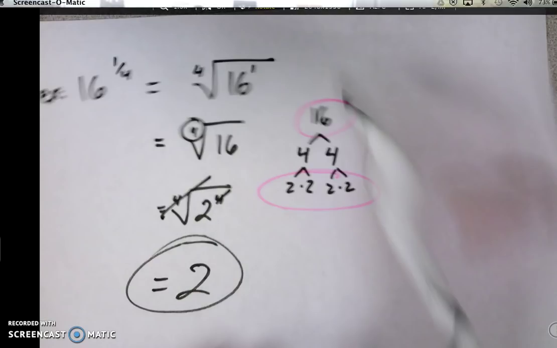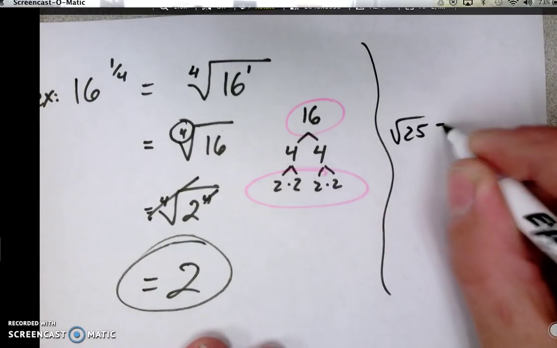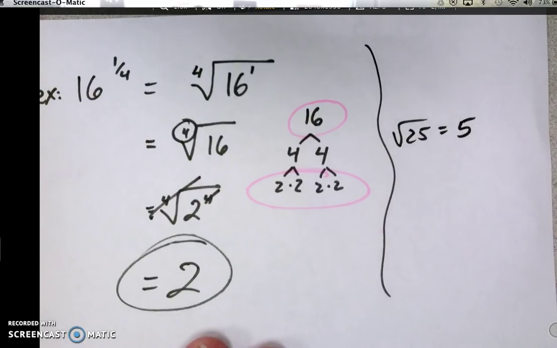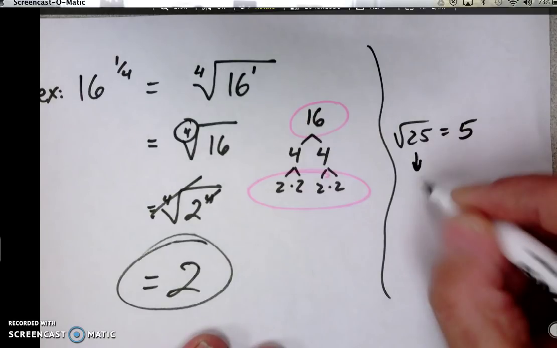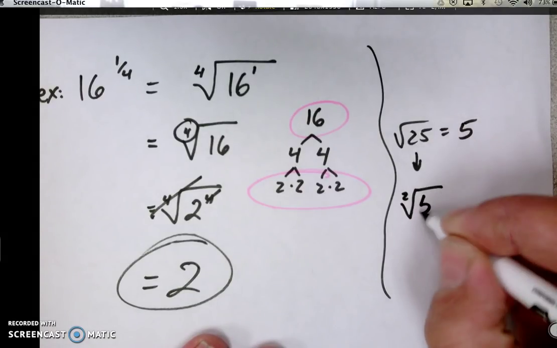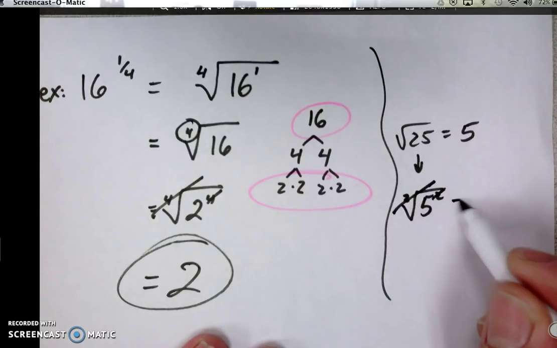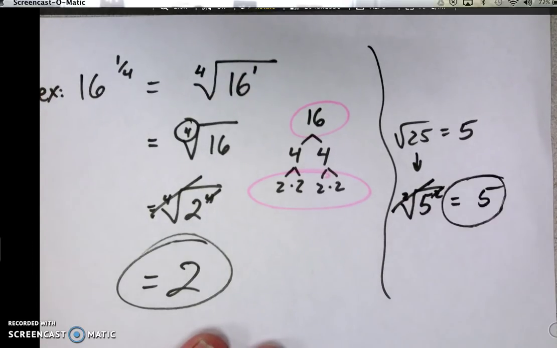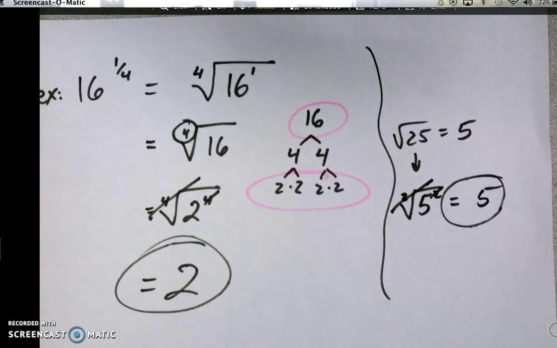Okay. Now, if that looks kind of weird to you, remember, you already know the square root of 25 is 5. You've probably done that enough, you're not even thinking about what you're doing. But what this really is, square root of 25 is really the second power of 5, which is 5 to the 2. And the square root cancels with the exponent, and you're left with just 5. So this is essentially the same idea.